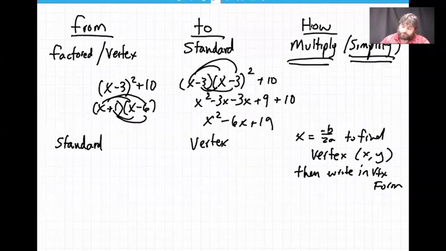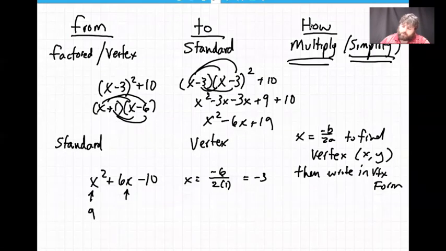So example, x squared plus 6x minus 10, right? The vertex would be negative b, so negative 6 over 2 times 1, which is negative 3. So negative 3, when I plug in negative 3, I get 9. When I plug in negative 3 here, I get minus 18, and then I get minus 10. So that simplifies to be minus 19. So that means that negative 3, negative 19 is my vertex, okay?